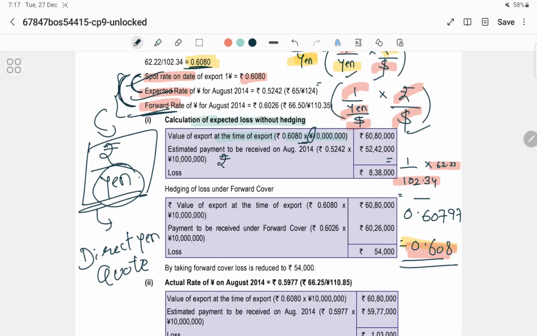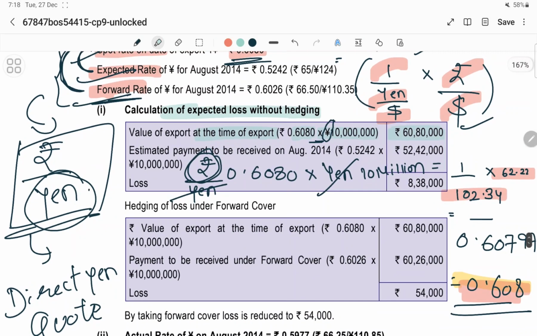See, I'll just show you so you can see how the yen will cancel out. This is the spot rate taken. See this one, multiplied by yen, 10 million. This yen cancels out. Finally you are left with rupee receivable. Okay, this is how you calculate this rupee. This comes to rupee 60,80,000.